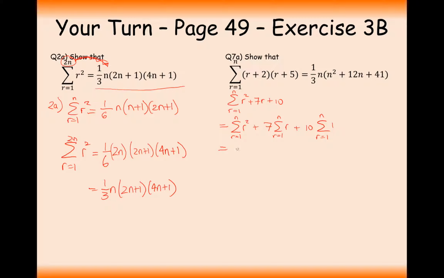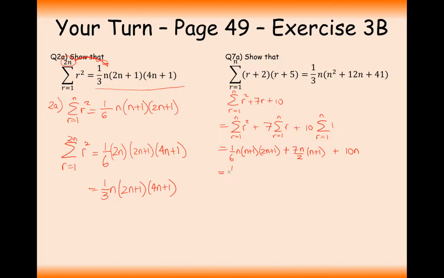So in this sequence here, I'm going to have the first formula substituting in for the series of r squareds, which is going to be 1/6 of n plus 1, 2n plus 1. Then it's going to be add 7 lots of n over 2, n plus 1. And then in the third part of the formula here, it's just going to be 10 times the formula from 1 up to n of adding a bunch of 1's up. So that's just 10n.